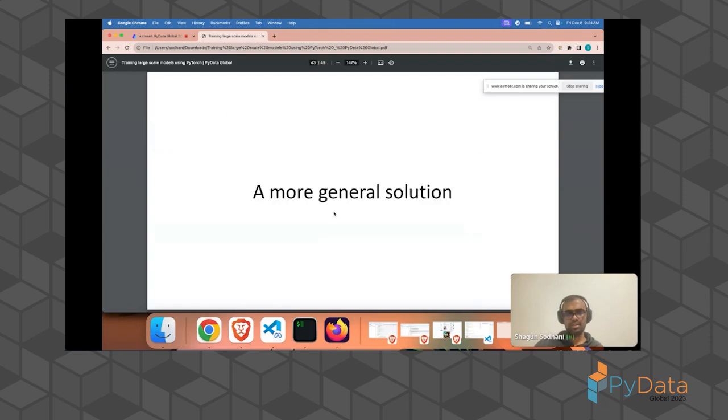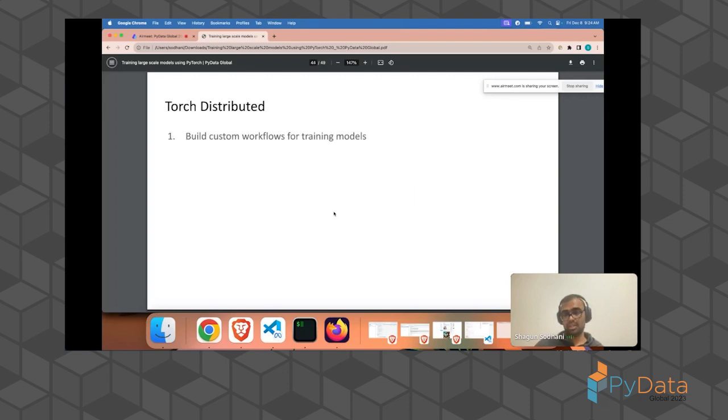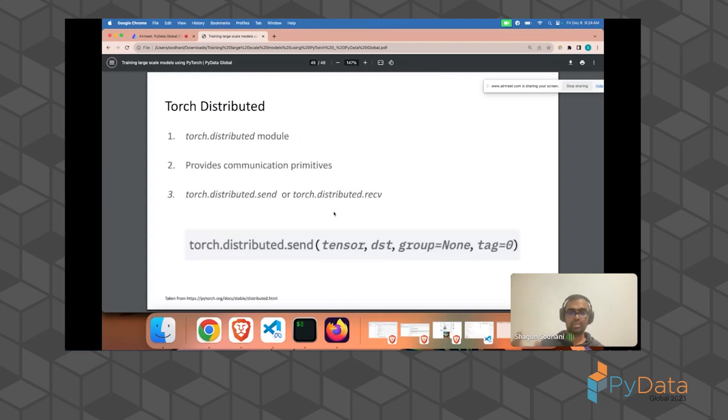Yeah, so I think this covers most of the things that are available out of the box for people to use for training large-scale models with PyTorch. If these things are not sufficient, or if you have a use case which isn't covered fully by these things, PyTorch also provides low-level APIs called Torch distributed.